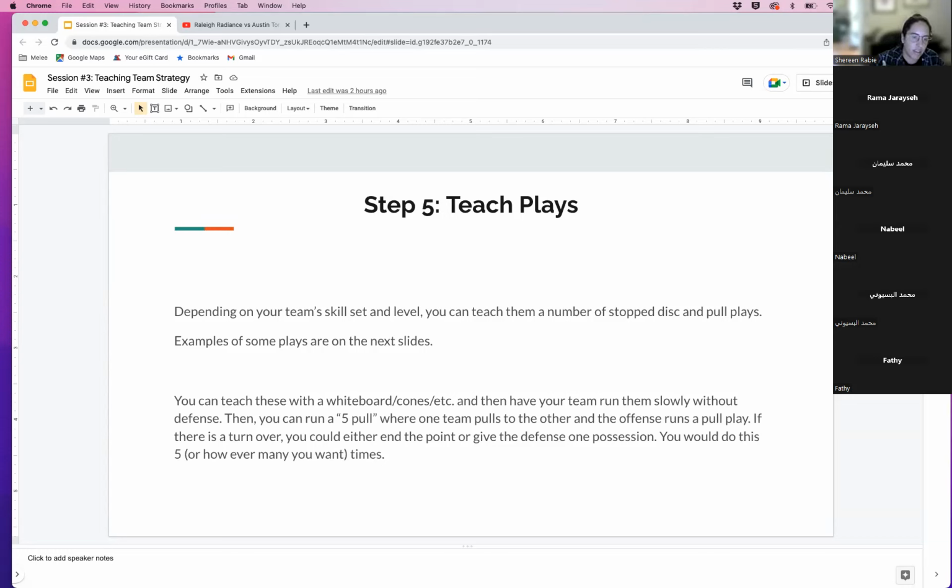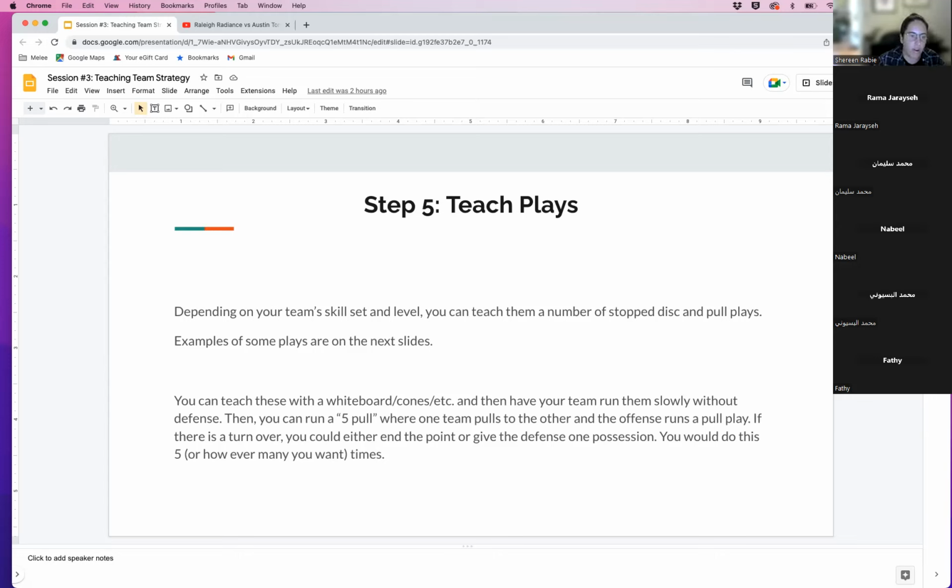So basically, defending team would pull the disc to the offense. They would run down and defend the offense when the offense does their pull play. And then if the disc turns over, you can stop the point and redo it, or you can give the defense possession.